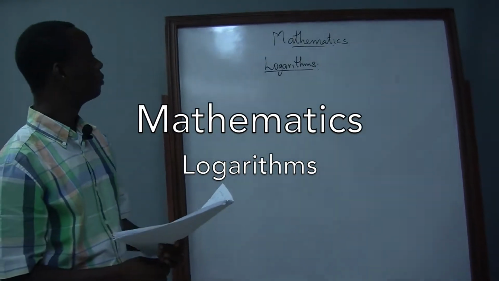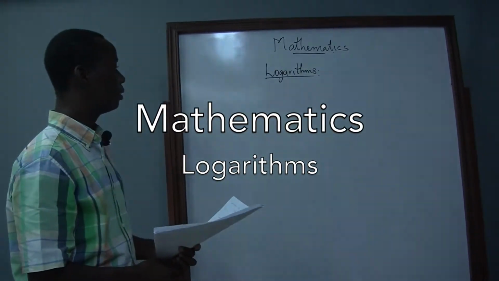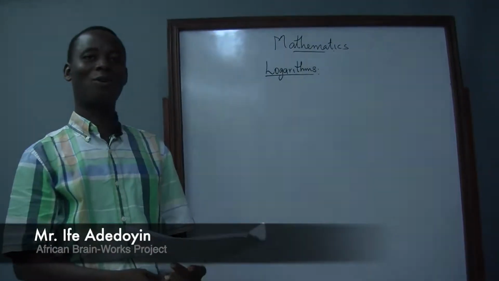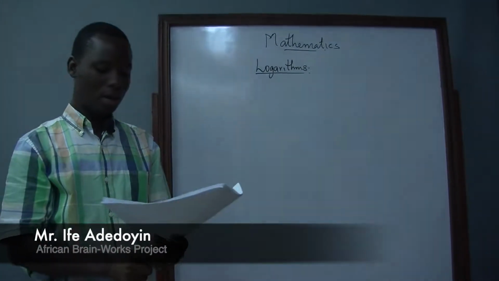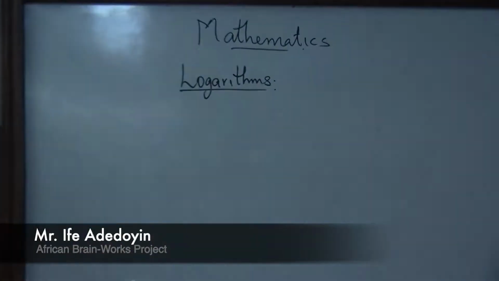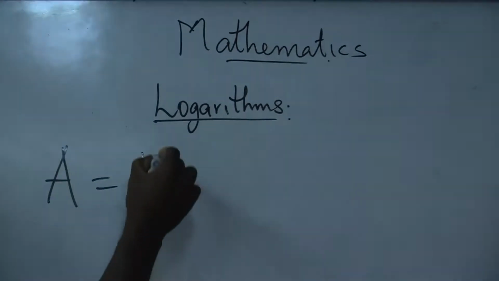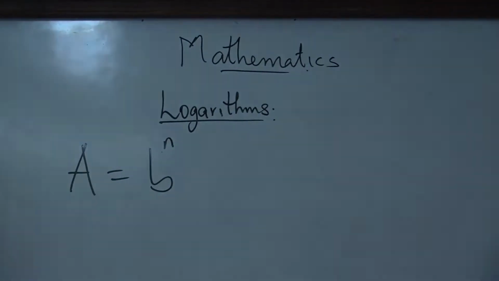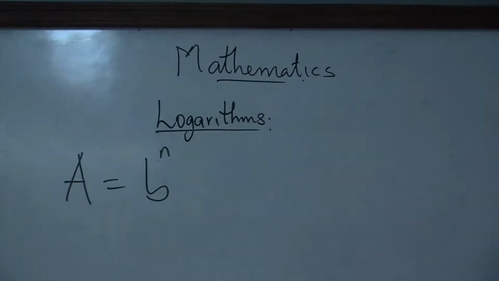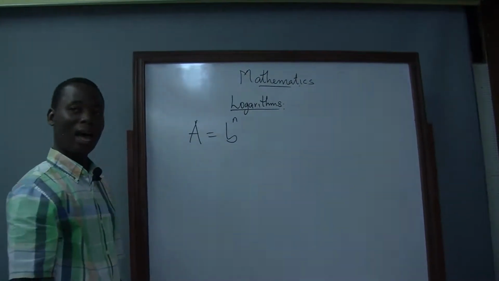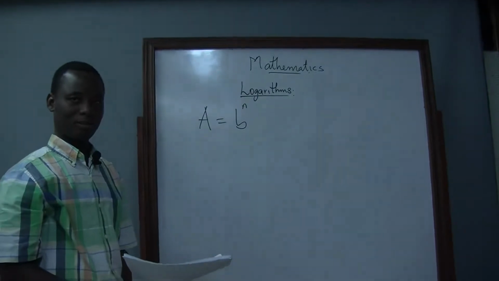Welcome back. Again, we are dealing with logarithm, which actually also still works on what we refer to as numbers. If you can recall vividly, we have this relationship a equals b raised to the power of n when we're dealing with indices, where we call a the number, b the base and n the index.